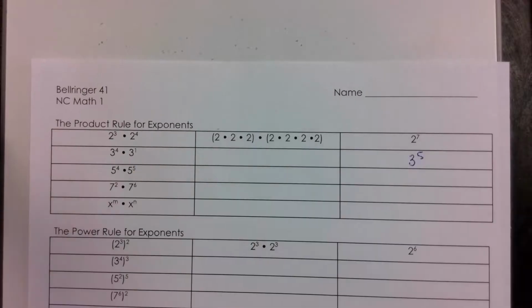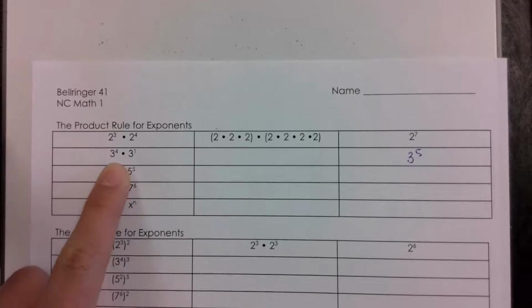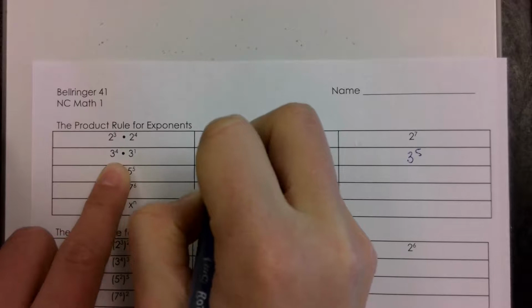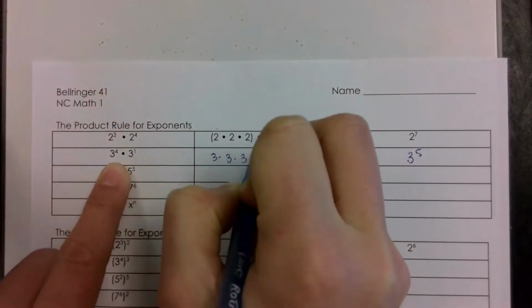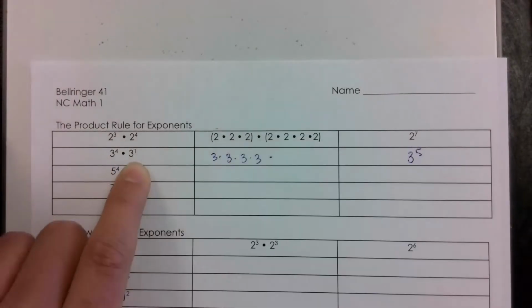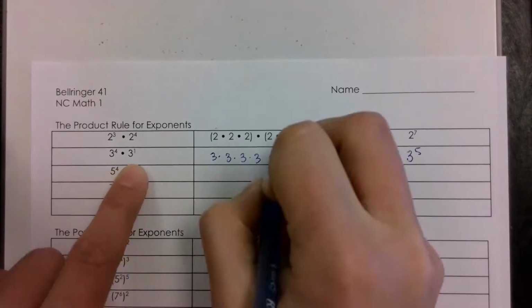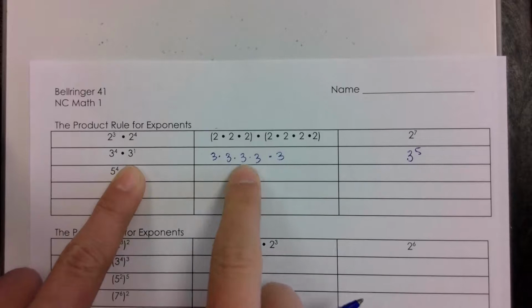Now if we did that the long way, we're still going to arrive at the same answer. If you've got 3 to the fourth, how many times do we have to write 3 out? 4 times. So 3 times 3 times 3 times 3. Then we've got times 3 to the first. How many times do you write it then? Just once. And how many 3's do we have? 5, which is why we wrote 3 to the fifth.